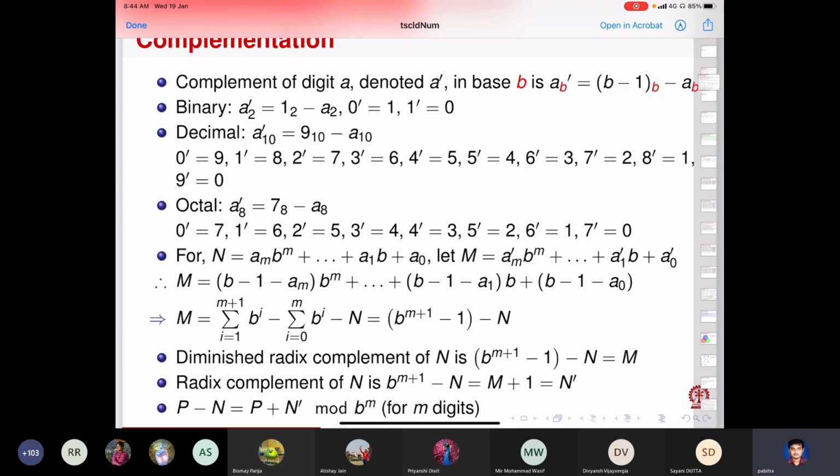So this is a nice property we are looking for. Given the number n, I will just complement each of the digits, which is a very easy thing to do, and then add 1, everything in base b. If we do it, it is the same as p minus n, as long as the value is less than the highest number. If it is greater than the highest number, you have to take a mod operation.